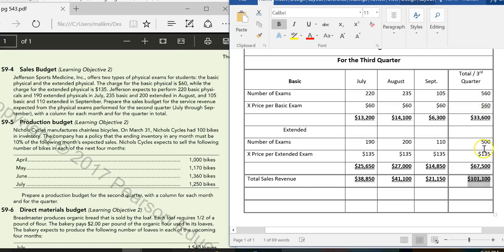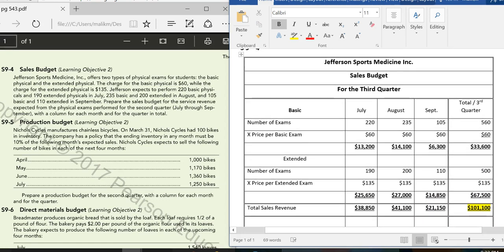Also double check it. You will also add it vertically. Their total basic revenue is 33,600 and their total extended revenue is 67,500. So if you add these two, 33,600 plus 67,500, you will get the same grand total, which is 101,100. I would always suggest you double check both ways, I mean your vertical addition and horizontal addition will give you the same result. So that's our sales budget. I hope you will practice this one.